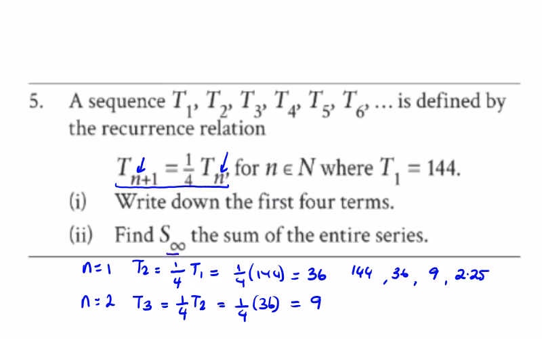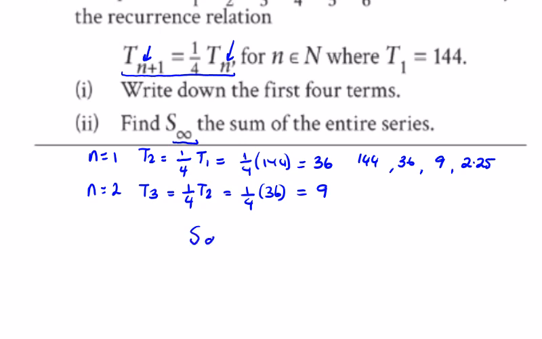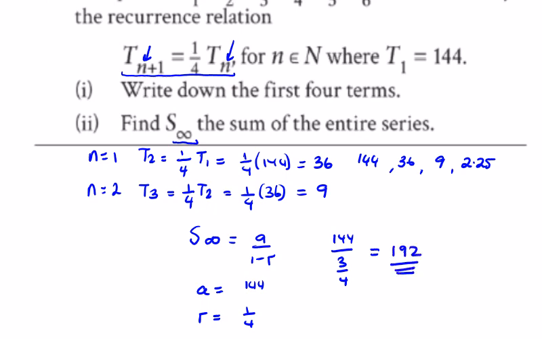Find S to infinity, the sum of the entire series. So we know that S to infinity is a over 1 minus r. Write down what a is, write down what r is. a is 144, and r is the common ratio, which is a quarter. We're dividing by 4 each time. So 144 divided by 1 minus a quarter, which is 3/4. And 144 divided by 3/4 is 192, I think. 192.